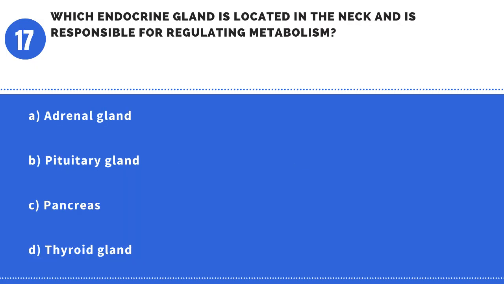Question 17. Which endocrine gland is located in the neck and is responsible for regulating metabolism? A. Adrenal gland. B. Pituitary gland. C. Pancreas. D. Thyroid gland.